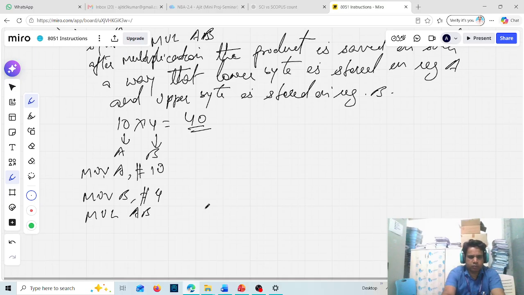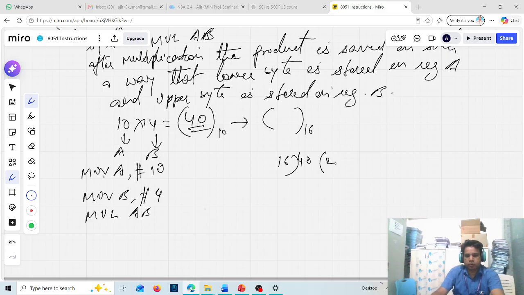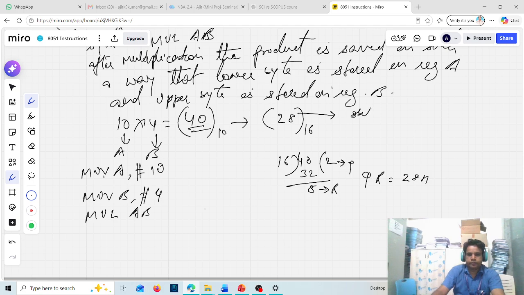Now let us try to convert this decimal number into a hexadecimal number. So this 40 I'll divide by 16. 16 times 2 is 32, remainder 8. So this one is the quotient, this one is the remainder. So your QR value is 28, and this is your hexadecimal value. So I'll get here 28. Now this 28 is 8 bit, that is 0010, this is 2, and what is 8?